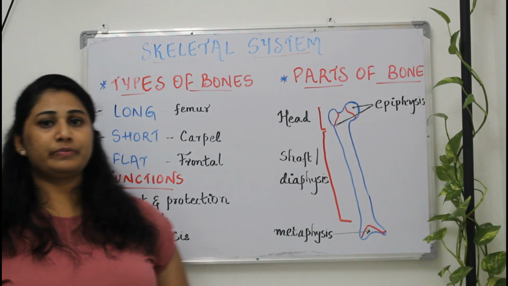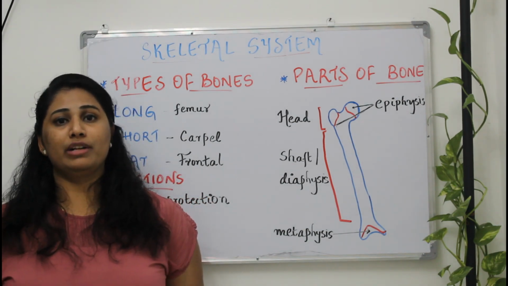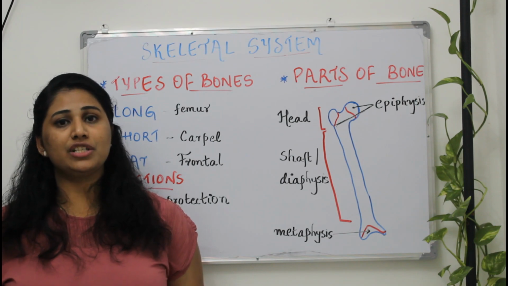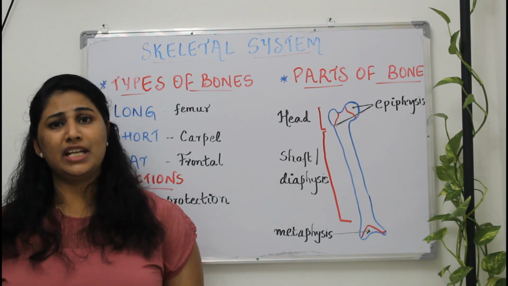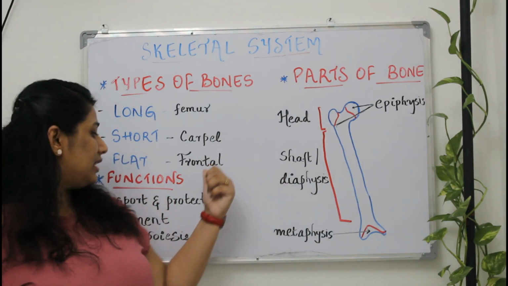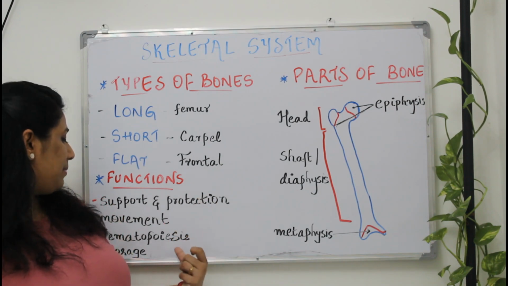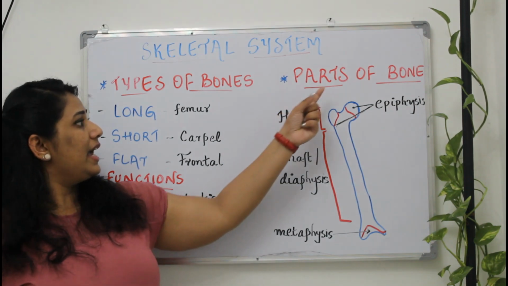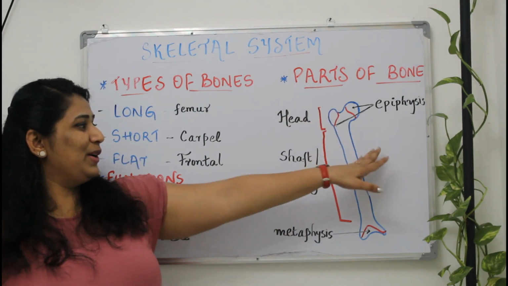Then comes storage. What does the bone usually store? Calcium and minerals. If there is a calcium deficiency, what happens? Our bones get weak, we get osteoporosis, we get many disease conditions. These are the main things that come under the functions: support and protection, movement, hematopoiesis and storage. And next come the parts of the bone.